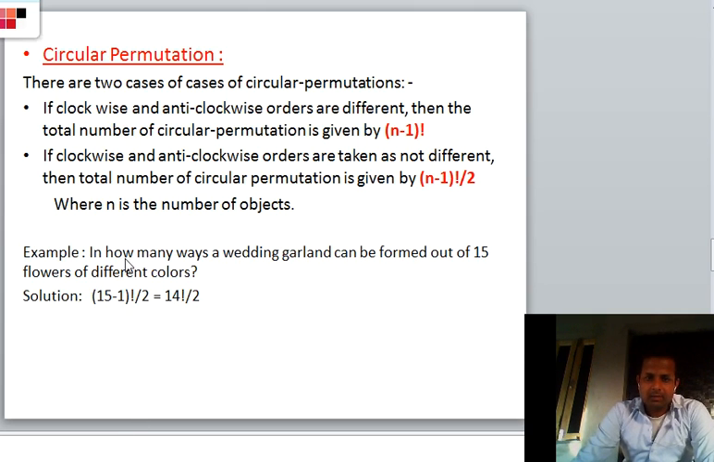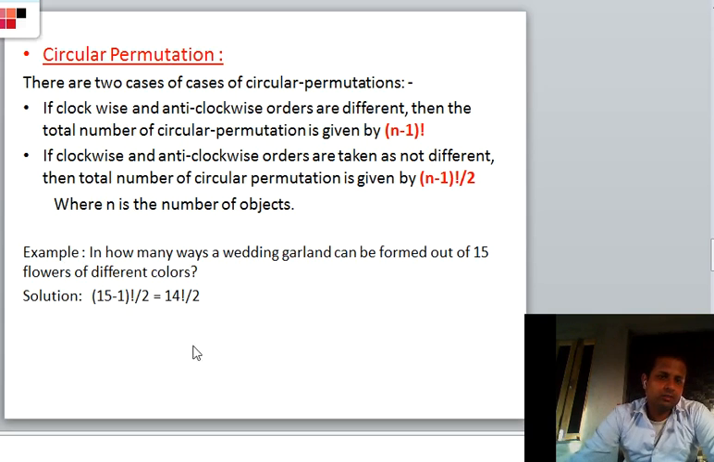One example is given: in how many ways can a wedding garland be formed out of 15 flowers of different colors? In this case, clockwise and anti-clockwise order does not matter, so we can use the second formula. The number of ways will be 15 minus 1 factorial by 2, which is factorial 14 by 2.